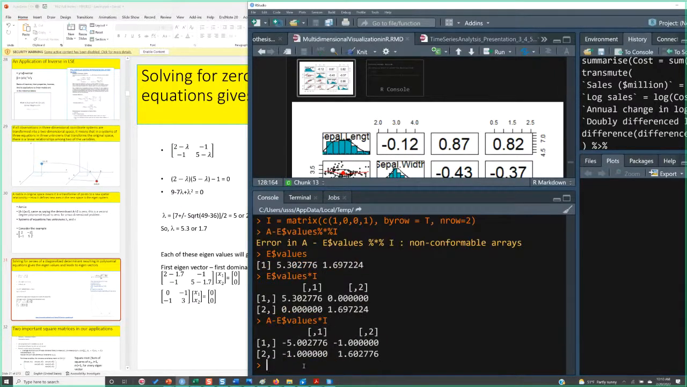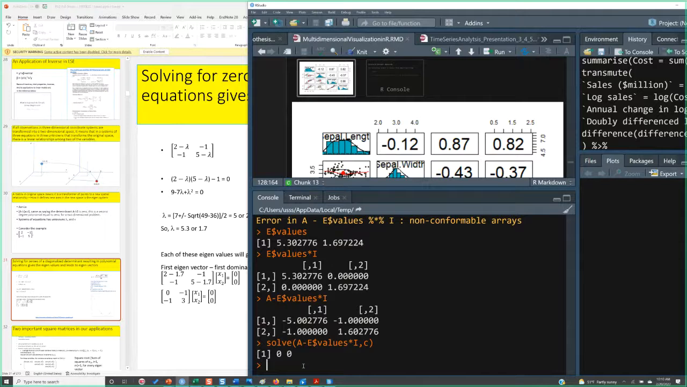This is what you are trying to solve, right? We're going to do this: solve(A minus E$values, C). Remember I did that. I put star. Yeah, it shows the same. 0. Zero is a trivial value.